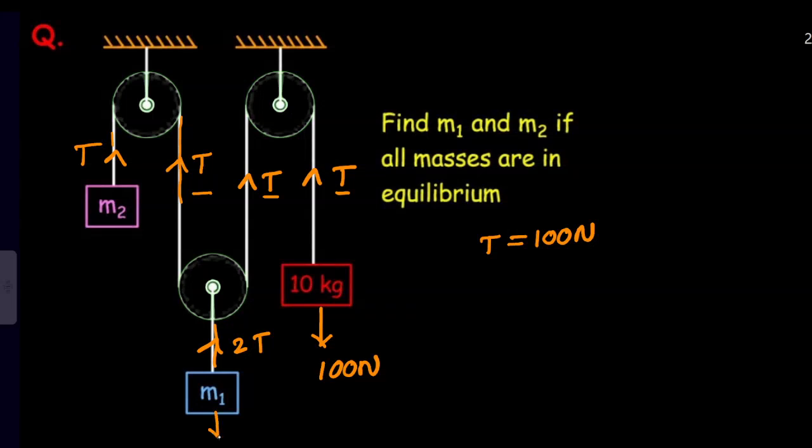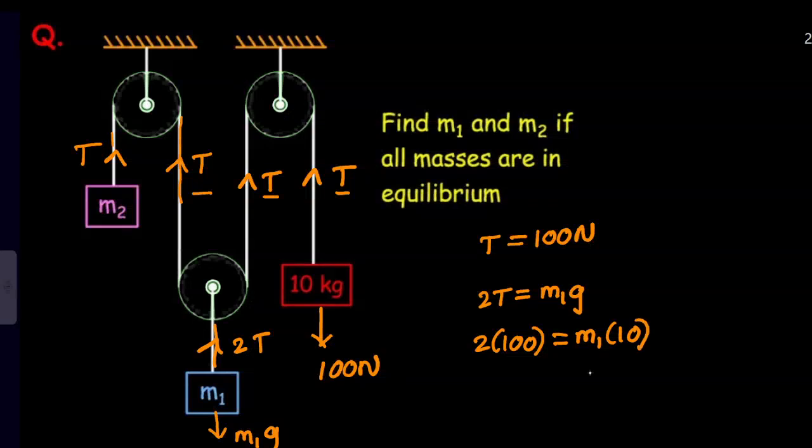So here this block, the weight of this M1 is M1G. And this M1 is at rest, means upward force is 2T, downward force is M1G. So from this we can say 2T equals what? M1G. The T value we got, we'll put there. So 2 into 100 equals M1 into G value 10. So how much is M1 value? Yes, 20 kg. Next, M2.